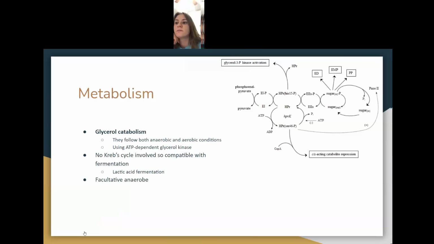And for their metabolism, they are both pretty alike as well. They both go through glycerol catabolism, where glycerol is their main carbon and energy source, using glycerol catabolizing enzymes through intracellular growth. They both follow anaerobic and aerobic conditions, as said before, using ATP-dependent glycerol kinases. They don't have the Krebs cycle involved, so they do lactic acid fermentation, and as said before, they are facultative anaerobes.